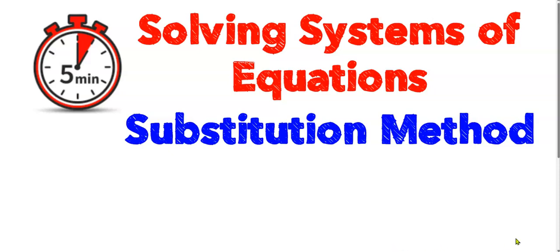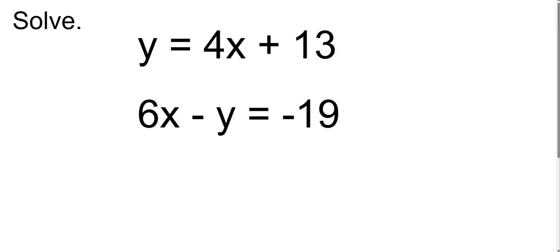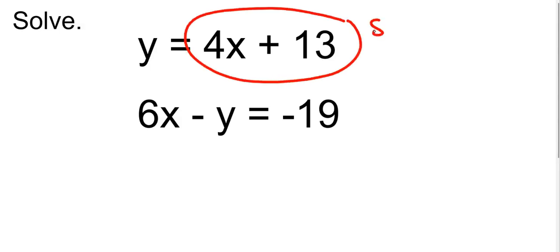Solving systems of equations using the substitution method. In this system, the first equation is solved for y. That means that 4x plus 13 is the substitute. And what we're going to do is take this substitute expression and erase and replace the letter y in the other equation.